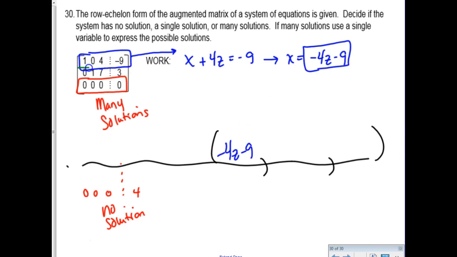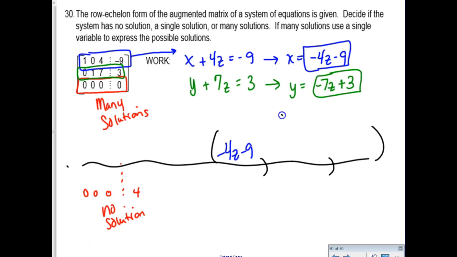And then your middle equation says 1y plus 7z equals 3. So I could solve that equation for y by just subtracting the 7z over. And I'm going to use that for y. And the reason we can get away with that is because we're just going to let z equal z. So if I gave any number for z, I could plug it into all three parts of the ordered triple and get one solution. It won't be a unique solution to the system, but it will be a solution.